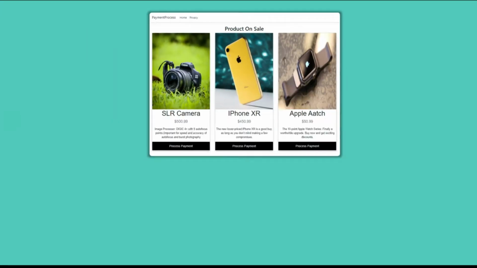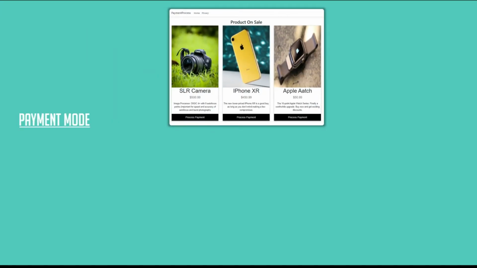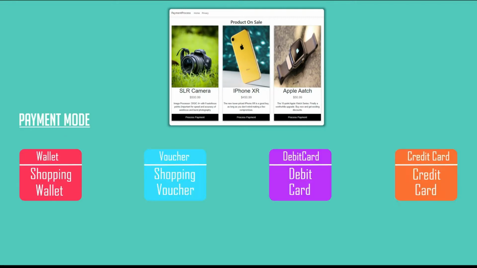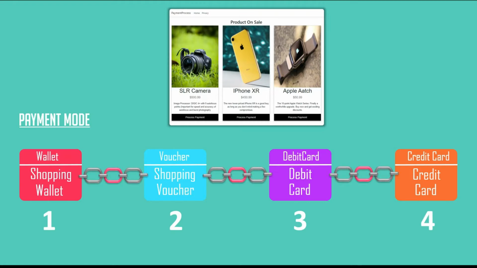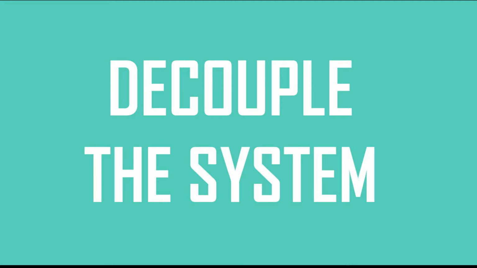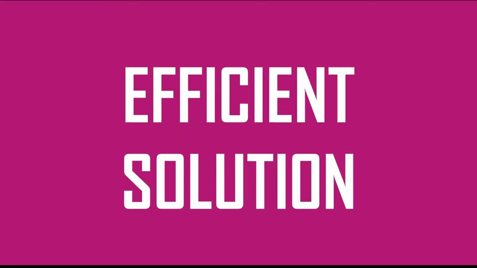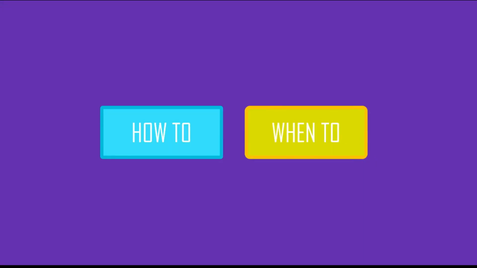For processing the payment, the buyer has registered multiple payment modes and the preferences of payment mode to be used by the system. To solve this problem, we will chain these modes together and see how beautifully this pattern can decouple the system and provide a very efficient solution. I will clearly demonstrate how to implement this pattern and when to use it as well.